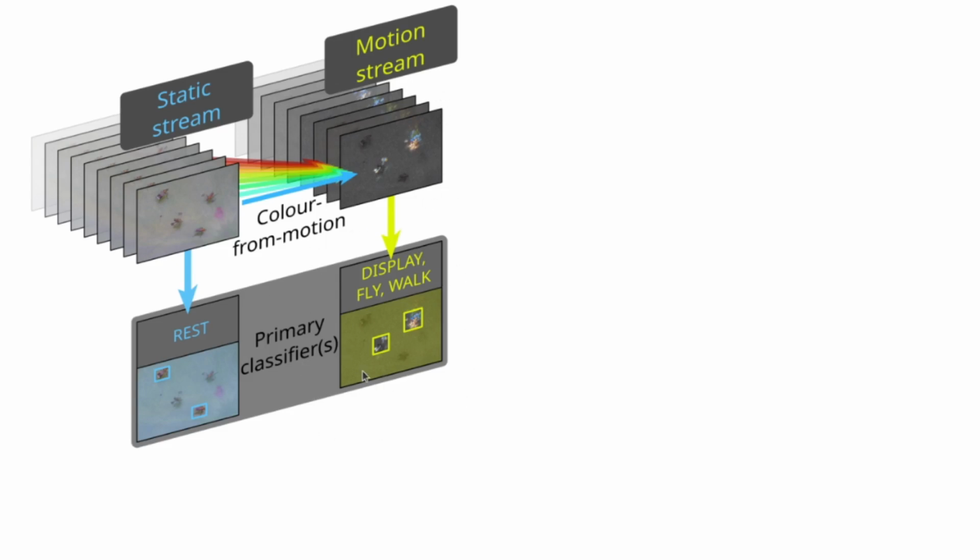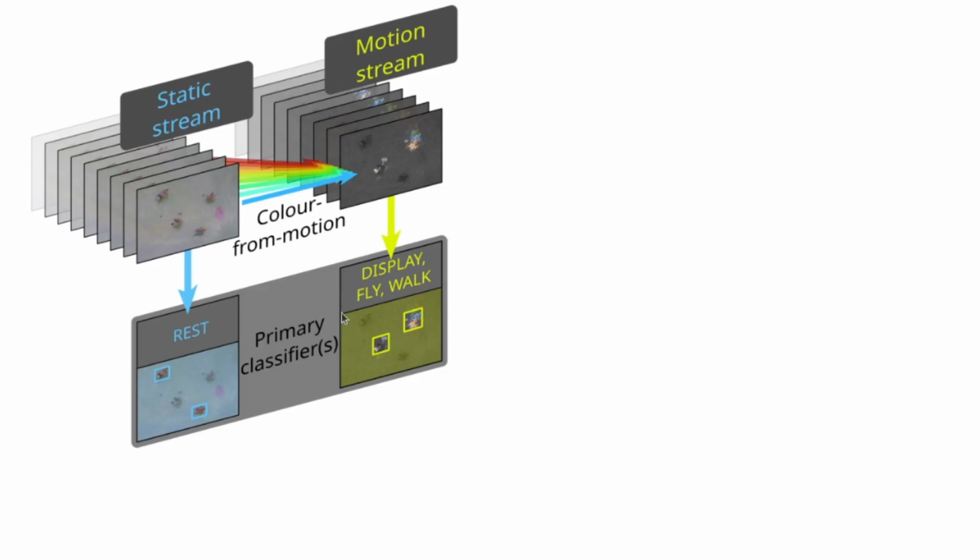So in this example, I'm using the semaphore flies, where we want to work out the behavior of each fly and work out whether it's a male or a female. And in this case, the behaviors we're looking at is the courtship display. So that's males displaying at females, whether they're flying, walking, or at rest.